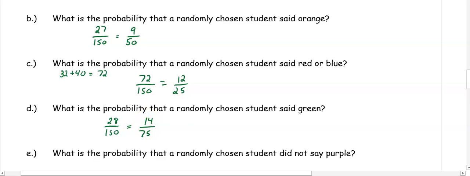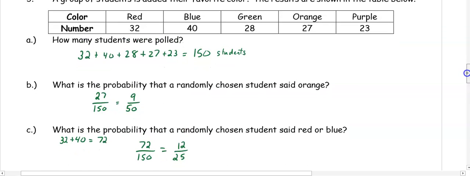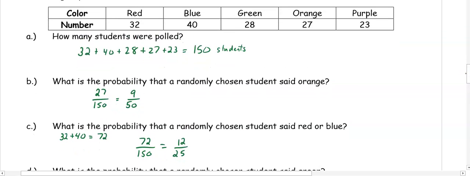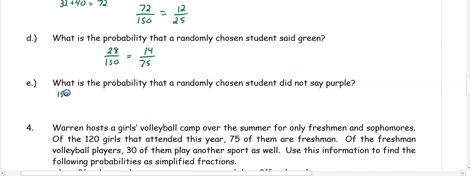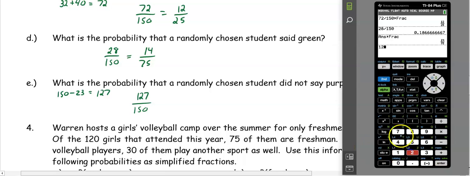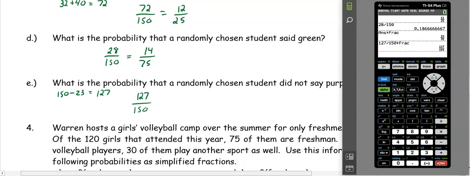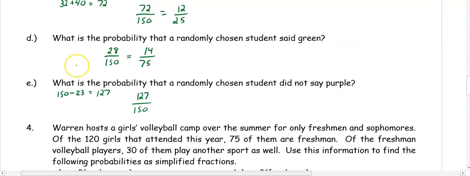What's the probability that a student did not say purple? So if we go back up to the table, we see 23 did say purple. So out of the 150 students, we're going to subtract 23. So when we do that, we get 127 students picked a different color. So 127 divided by 150, math, enter, enter, is already as reduced as it can be.